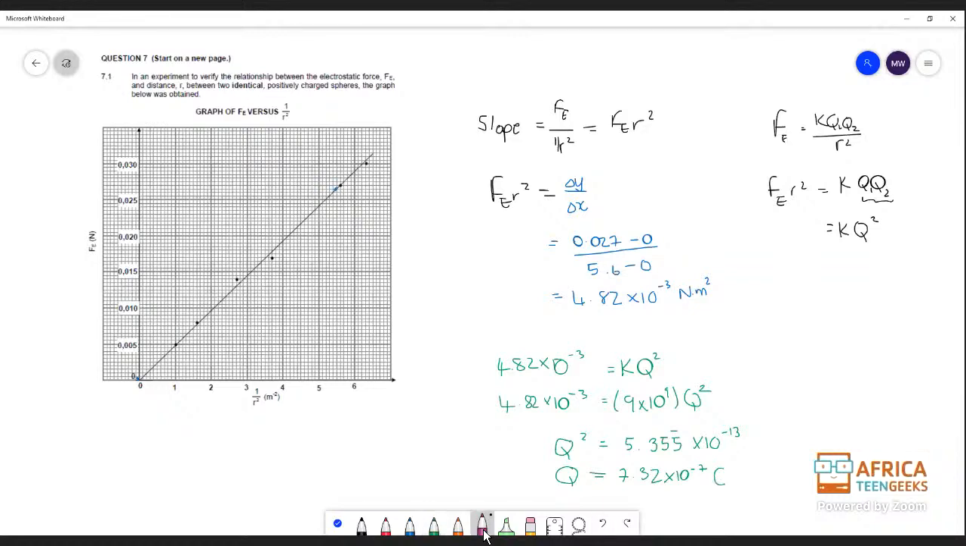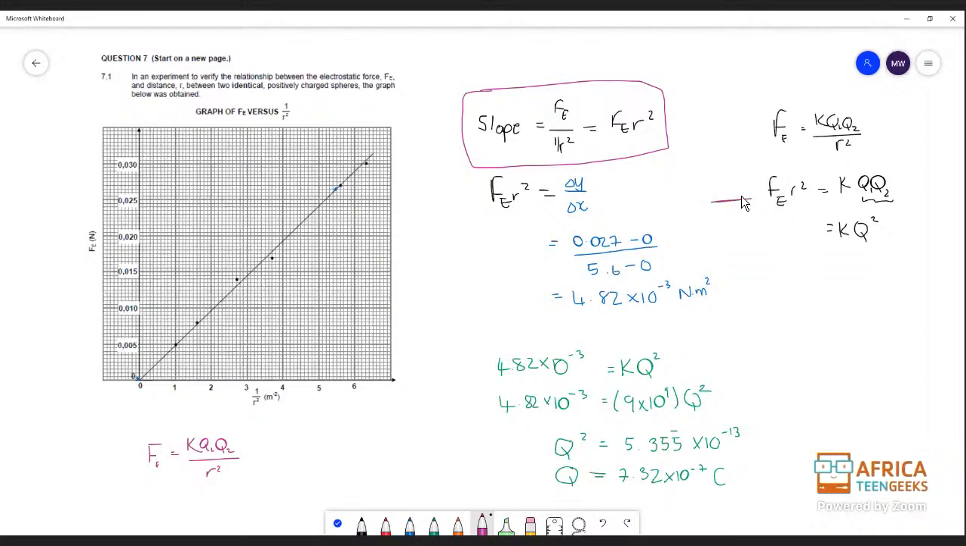Okay, so I know this looks like a lot. What you were supposed to realize is when they were taking you through the previous questions, that this graph was basically showing this formula, which is Fe is equal to K Q1 Q2 over r squared. From there, you can then go and try and work out what happens when I work out the slope of this. So like I did over here. And I got to the conclusion that it's my force times my distance squared.